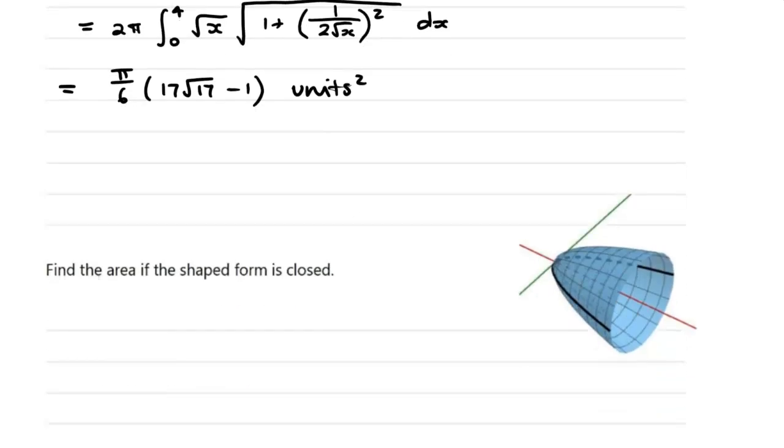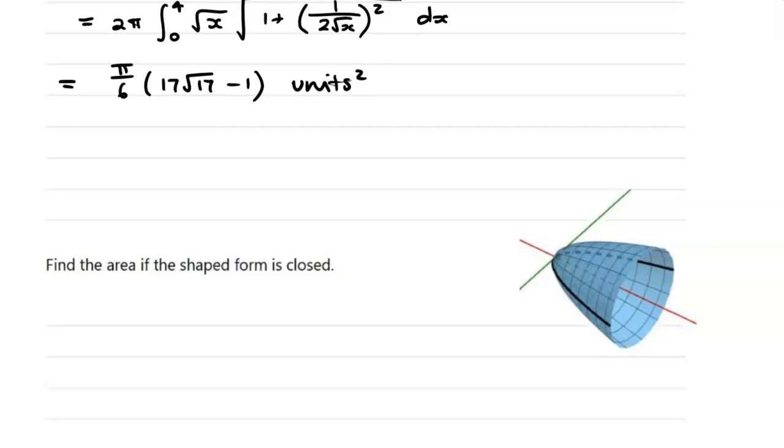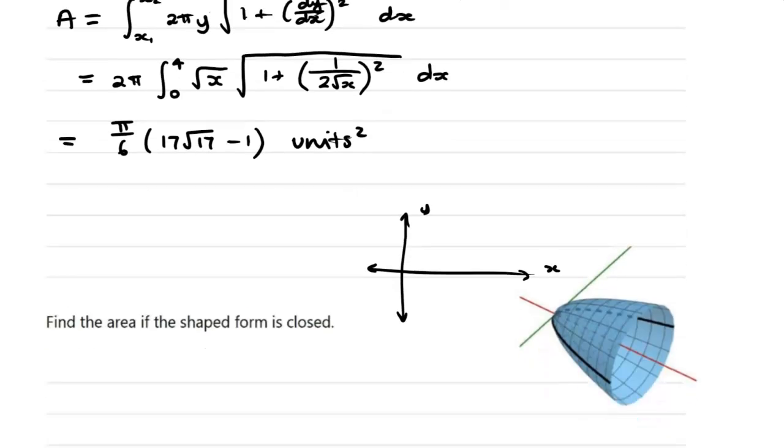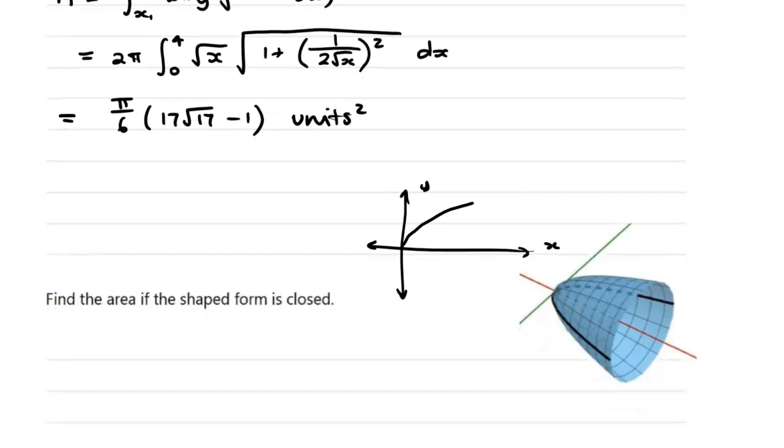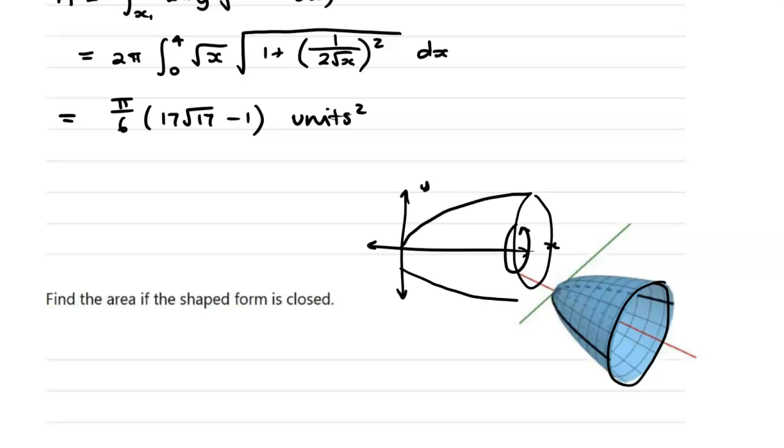Now, continuing on this question, it says if the shape formed is closed. Now, if we do a quick little sketch on the side here, if we're looking at the graph of y equals x squared, it's going to look something like this. So when we rotate that around the x-axis, we're going to get this sort of curved shape here, where we've got an open circle on the end. So that would be from rotating this around.